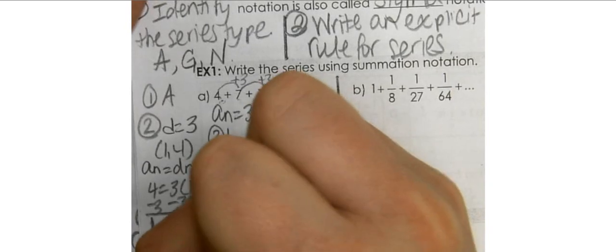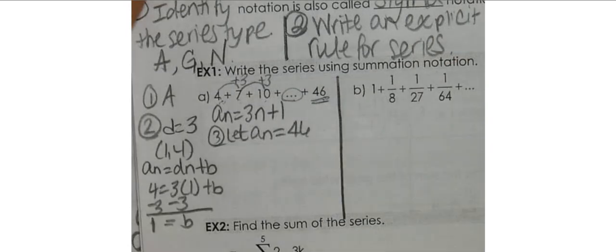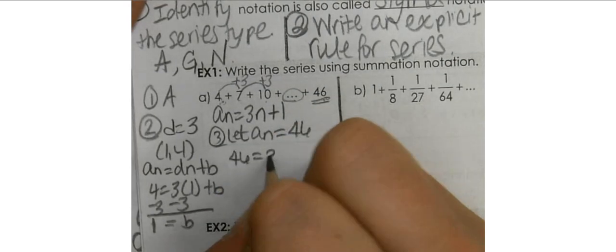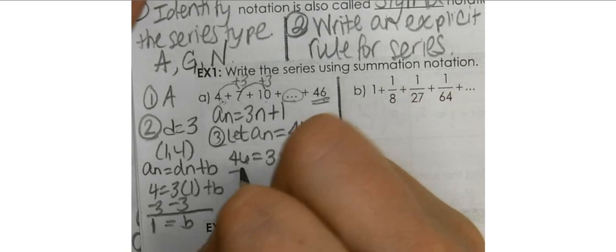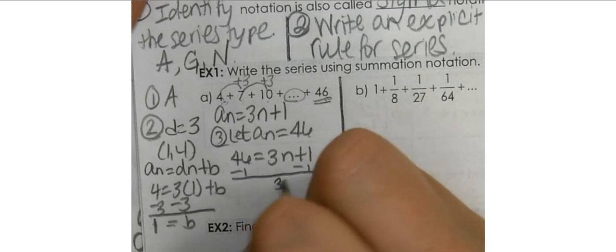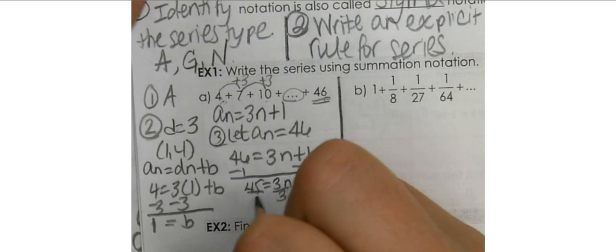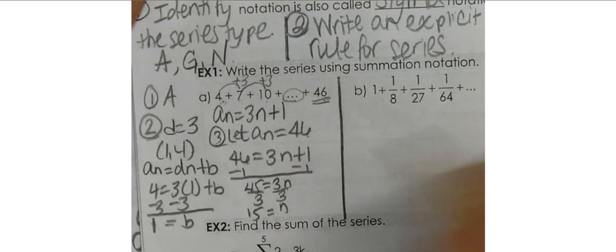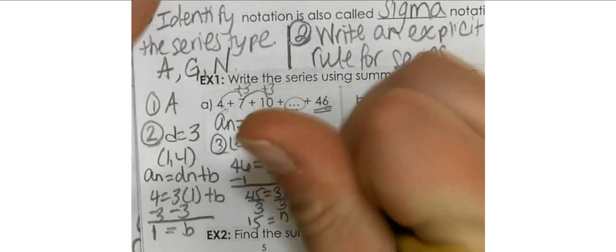So what I'm going to do next is let a sub n equal 46, and I'm going to find n. So I'm going to write 46 is equal to 3n plus 1. I'm going to subtract 1 from both sides, and I find that 3n is equal to 45. Dividing both sides by 3, we find that n is equal to 15.